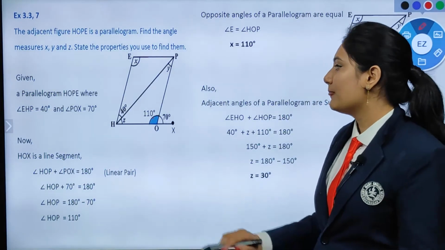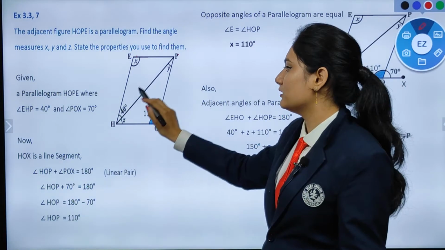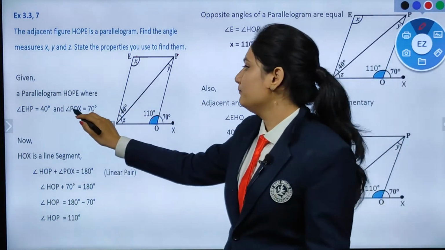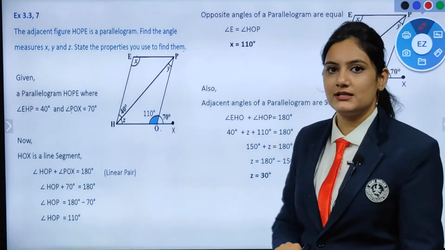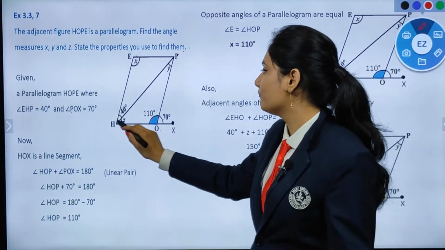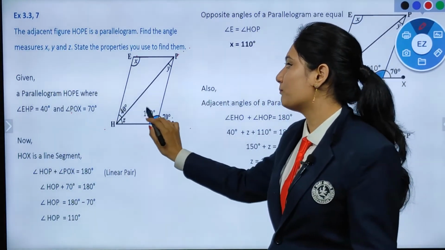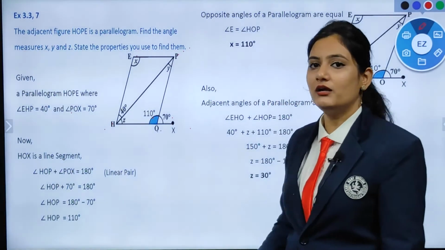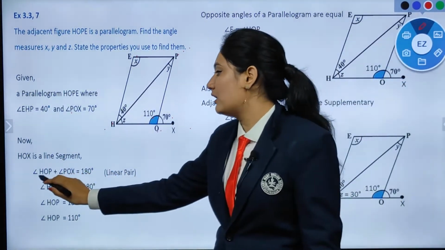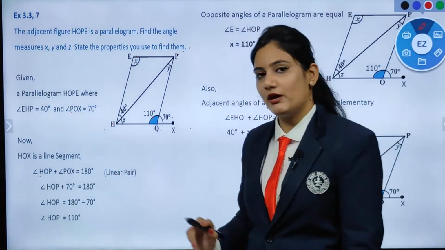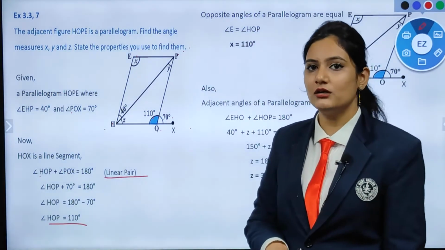Which angles are given? See children, EHP, that is 40 degree. POX, that is 70 degree. Can you find POH? Yes, POX is 70, so POH will be 110. Why? Because you will apply the linear pair. Here see, angle HOP plus POX equal to 180 degree. So HOP will be what? 110. They are forming the linear pair.